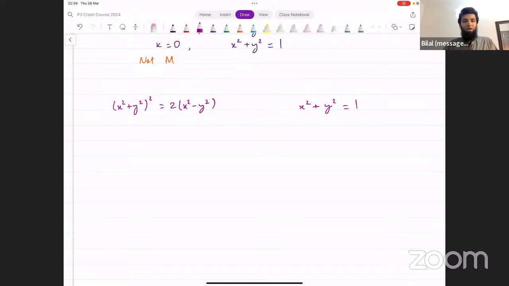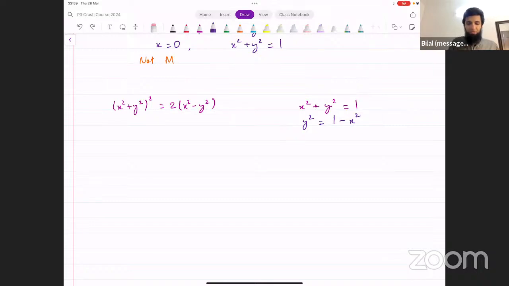We have to make one of the variables the subject in one equation and put that in the other equation, okay? So let's make y squared the subject here, for instance. That gives us 1 minus x squared. Now you could try taking square root, but remember, when you take square root, you have to put plus minus. That's going to complicate things. In the other equation, you have y squared, so you don't really have to find y here. You can just put y squared in the other equation as it is, all right?